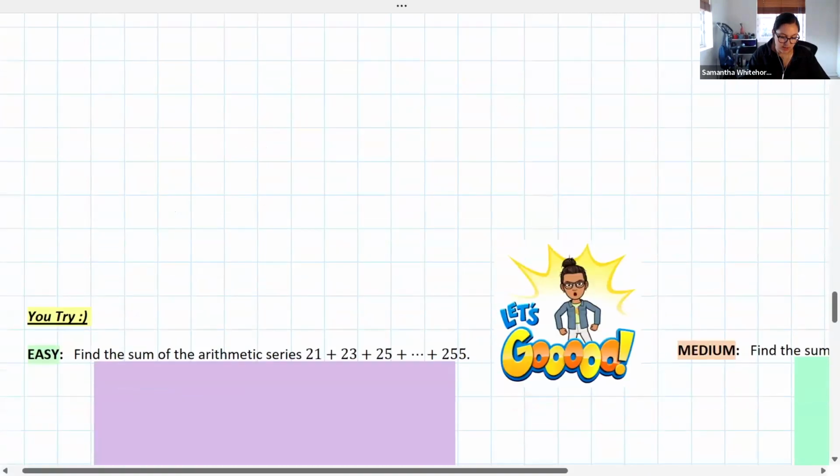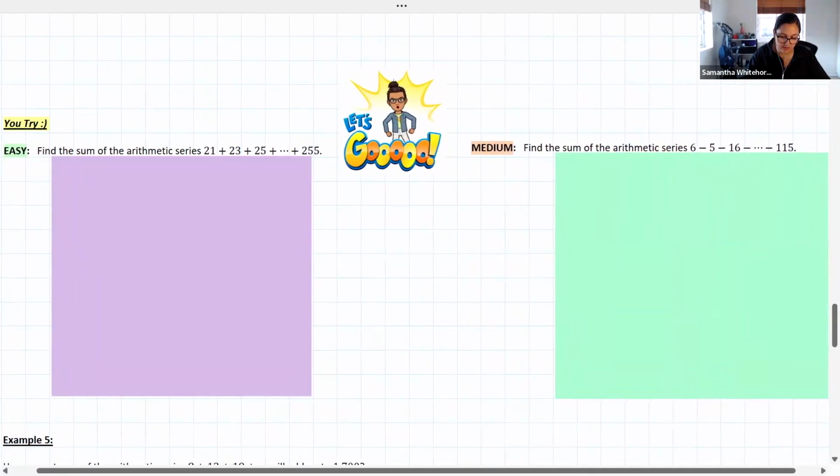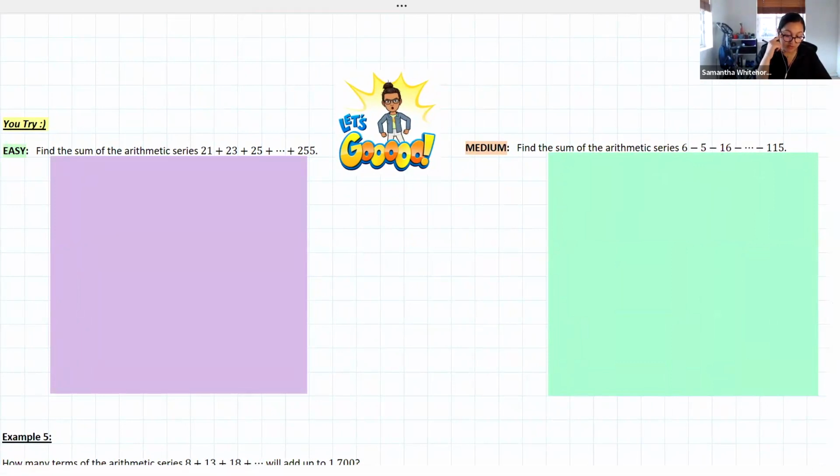Okay, so again, you're going to try. You've got an easy and you've got a hard one. Find the sum of the arithmetic series 21 plus 23 plus 25 all the way up to 255. And then your medium one, find the sum of the arithmetic series 6, -5, -16 all the way up to -115. Only clue I'm going to give you is, remember, you first need to figure out how many terms are in the series in order to work out the sum. So that's my hint to you. I will give you 5 minutes and let's see how we go.